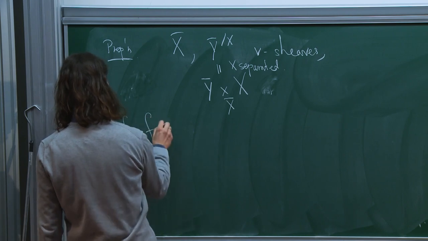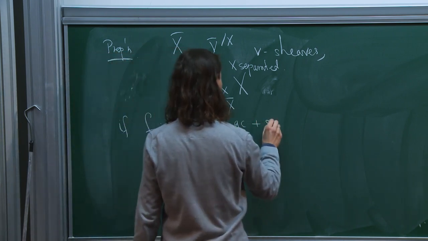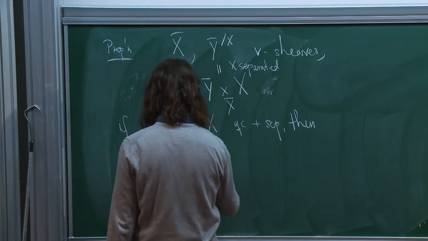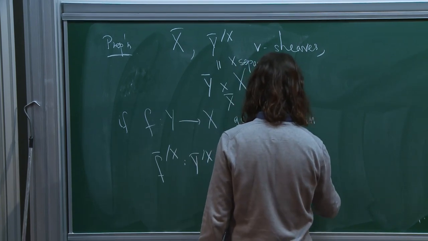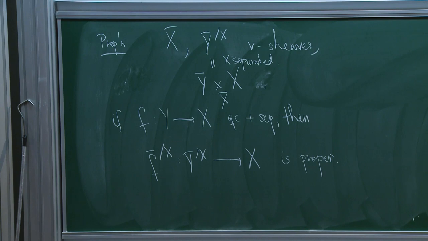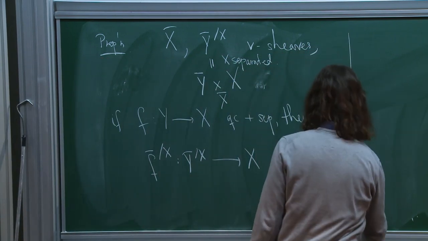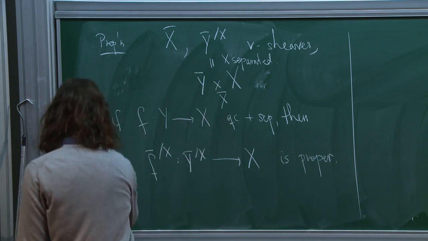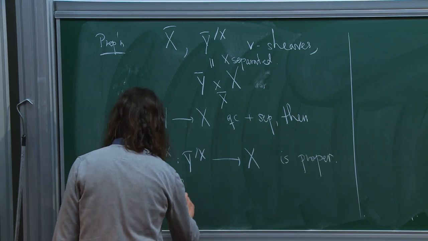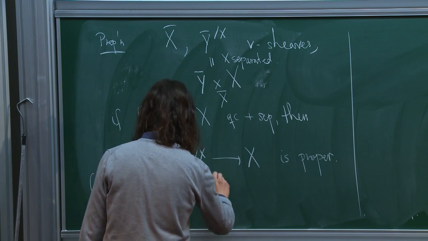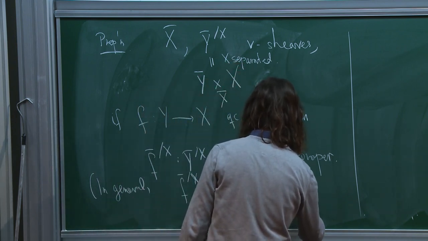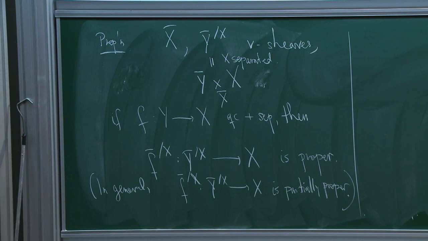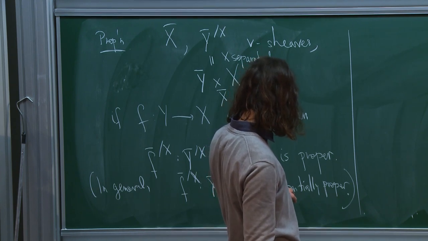And if, in fact, f from y to x is quasi-compact and separated, then the compactification of f over x, this is always proper. There's a more general notion of being partially proper. So in general, this guy, f bar over x, is partially proper. Partially proper is something like you forget quasi-compactness, but you keep the valuative criterion.